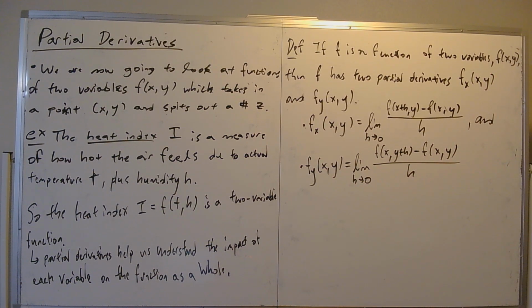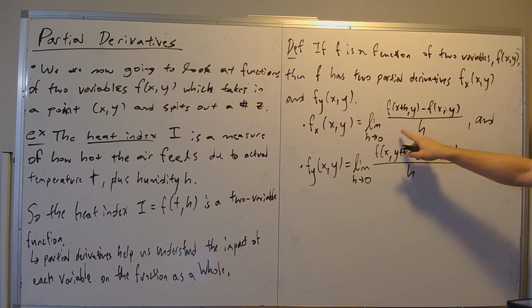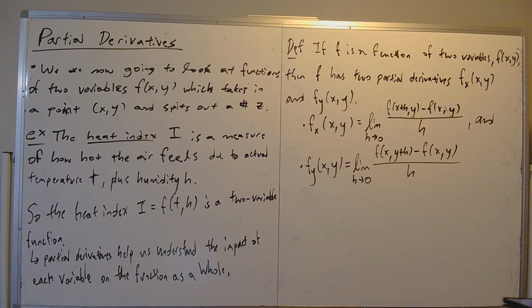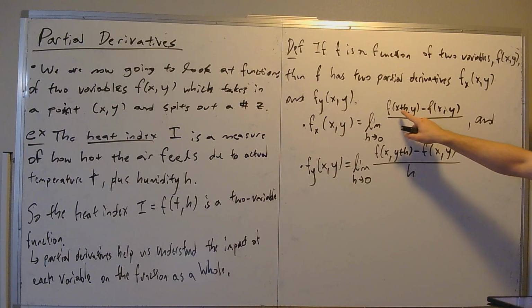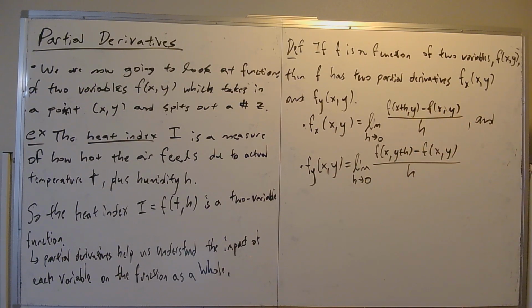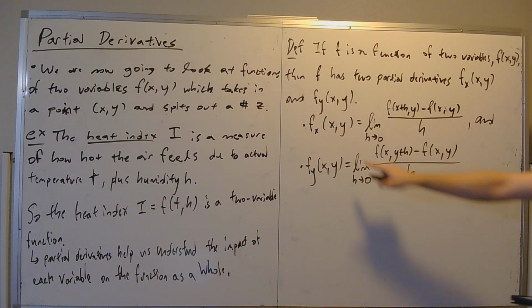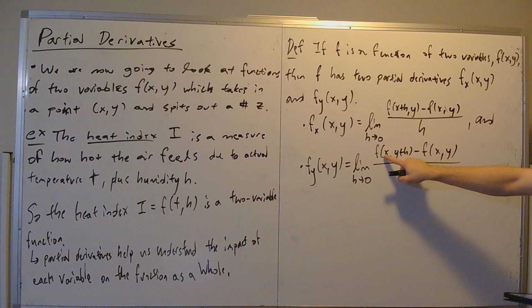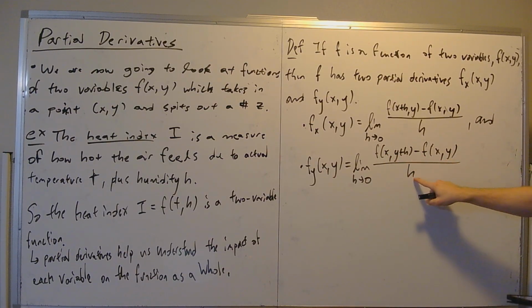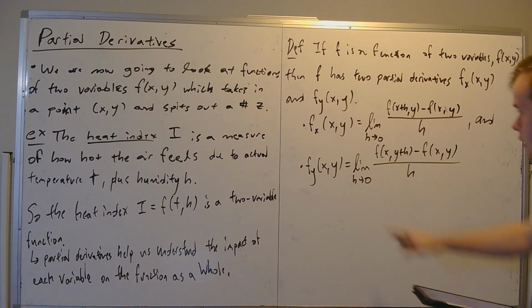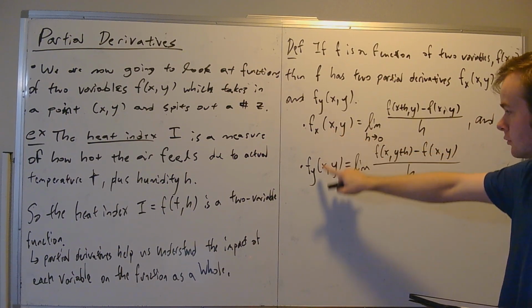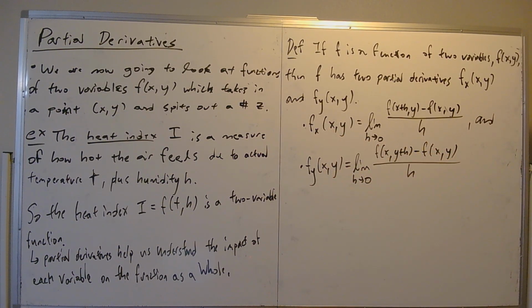You can see that this looks a lot like our definition of the derivative, except that when we defined the derivative, we only defined it for one variable. So it was f of x plus h minus f of x over h. But here, for the first one, we're treating y like a constant and taking the derivative with respect to x. Here, we're treating x like a constant and taking the derivative with respect to y. We call this the partial derivative with respect to x, and this one the partial derivative of f with respect to y.